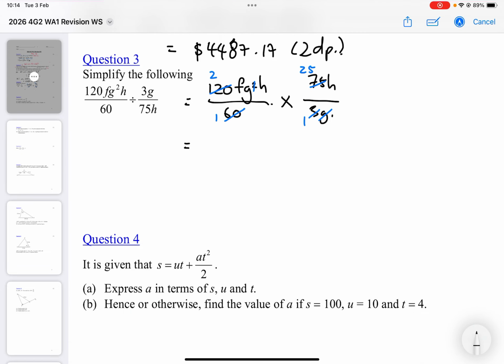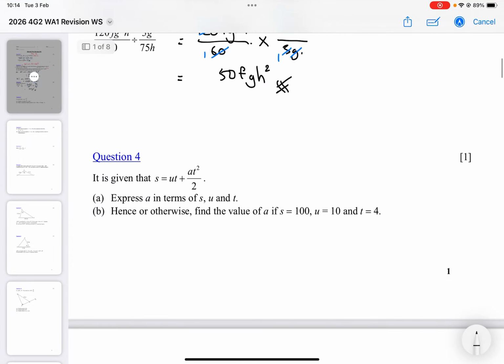Then I go back to the basics of fractions, multiplying numerator times numerator, denominator times denominator. So in the numerator, the numbers 2 times 25, 50. Then times f times g times h. Then times another h from the second numerator. So altogether h squared. Then the denominator, only left with 1 times 1. So it's also just 1. Don't need to write.